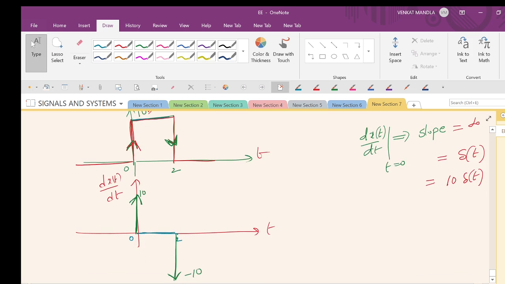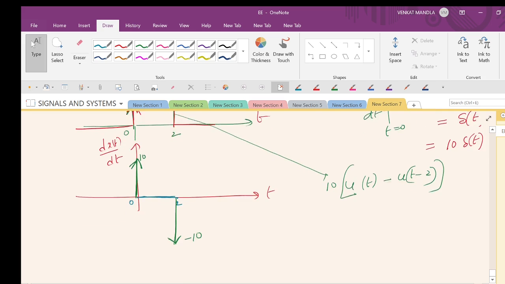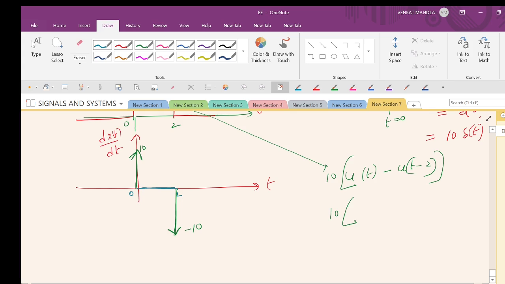Or you can write this signal as u of t minus u of t minus 2, right? 10 into, to differentiate this dx(t)/dt, 10 into, if you differentiate this, u(t) becomes delta t, and u(t minus 2) becomes delta t minus 2. That's it. That is what I have written and drawn here. This is 10 into delta t, and this is minus 10 into delta t minus 2.